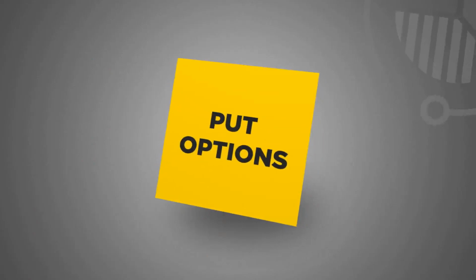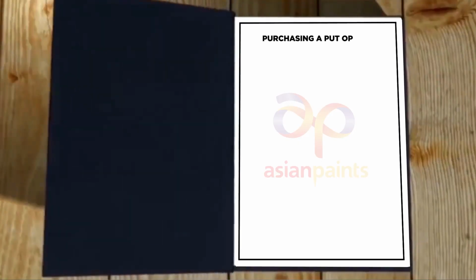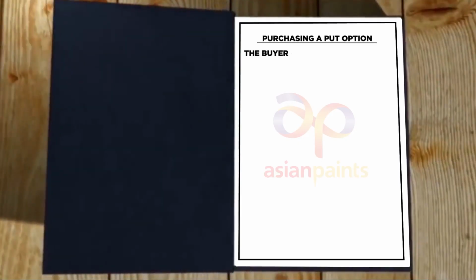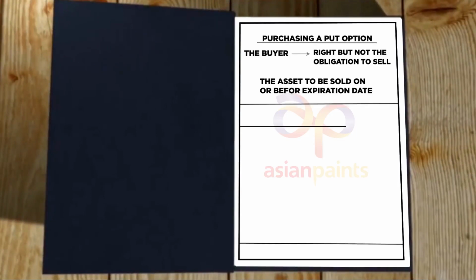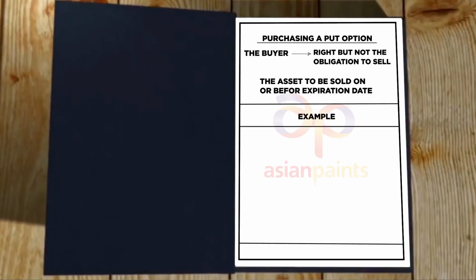Turning now to put options. Purchasing a put option gives the buyer the right but not the obligation to sell the underlying asset at the exercise price on or before the expiration date. Again, let us take a concrete example.